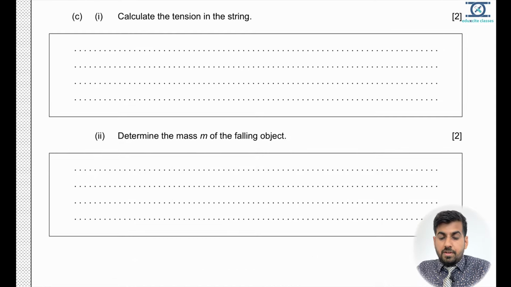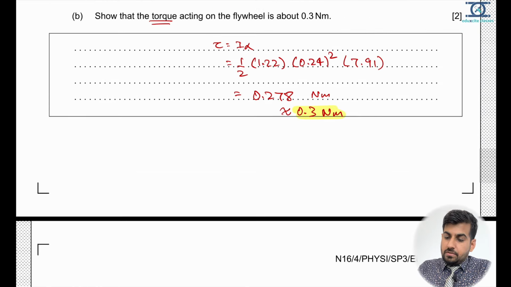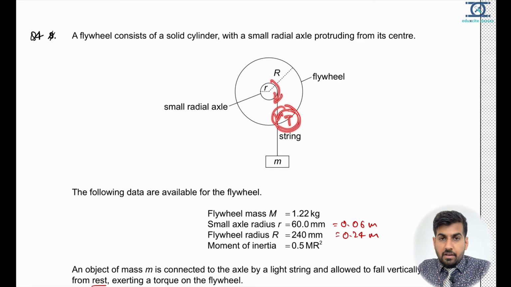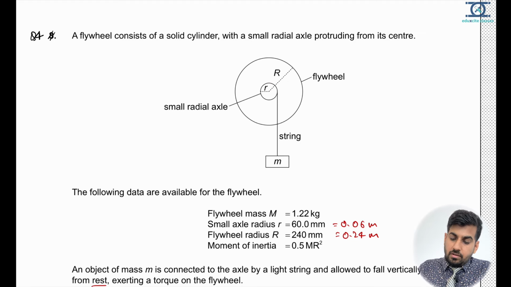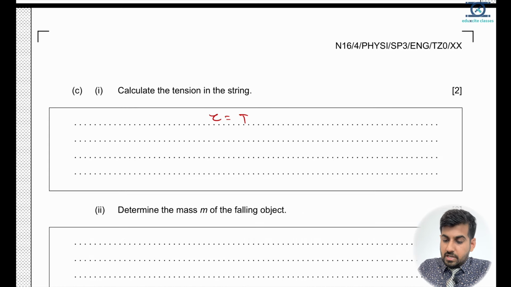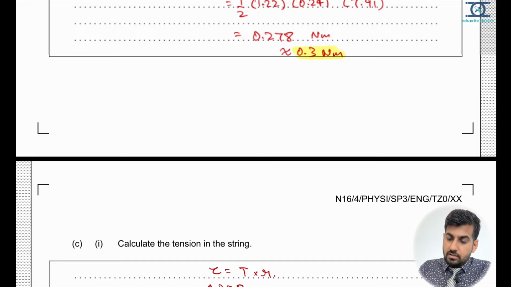Now pause the video for C first and second. Okay, now if you look at the tension in this string, the tension will be developed like this, and tension is the force which is rotating the flywheel, right? So I can say tension times the radius r will be the torque, and torque we have already calculated. So torque is equal to tension times the perpendicular distance, the smaller radius, and this is 0.278. Take the whole value, don't round off.